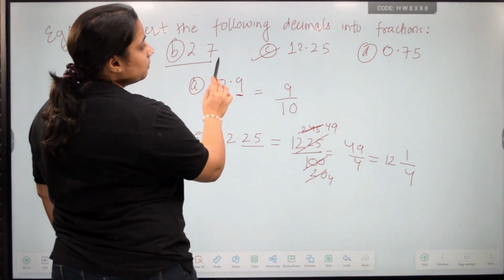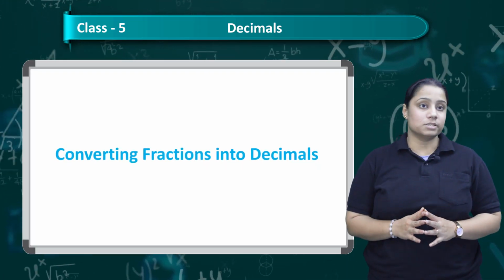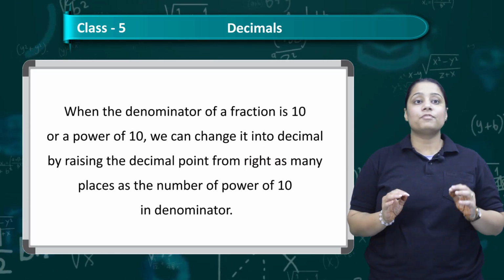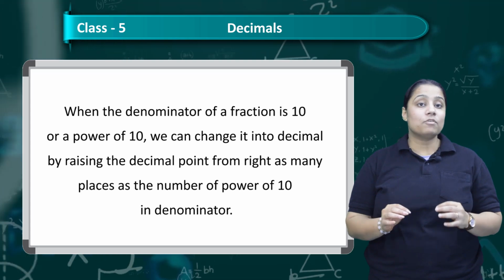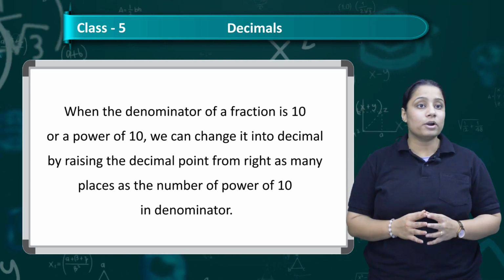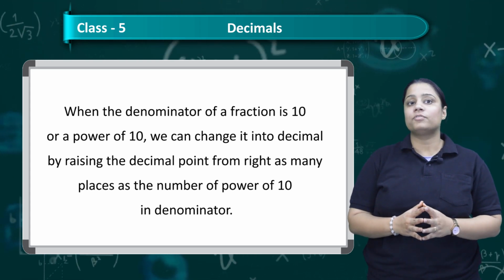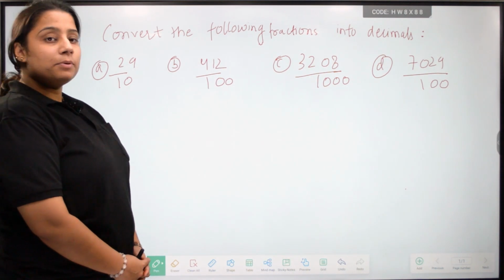Similarly, do part B and part D. Converting fractions into decimals. When the denominator of a fraction is 10 or a power of 10, we can change it into a decimal by moving the decimal point from the right as many places as the power of 10 in the denominator. Example 2.